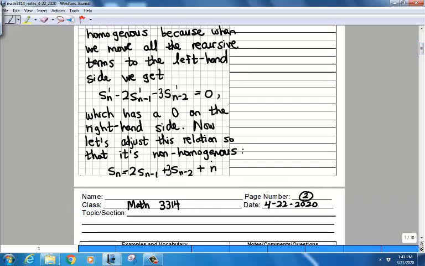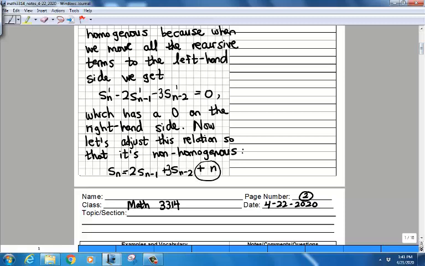What I'm going to do is add on to the same recurrence relation one extra term. But notice this is not a recursive term. It doesn't involve S sub n minus 1 or S sub n minus 2 or S sub n minus 3, right? It does involve the variable n, but it's not recursive.